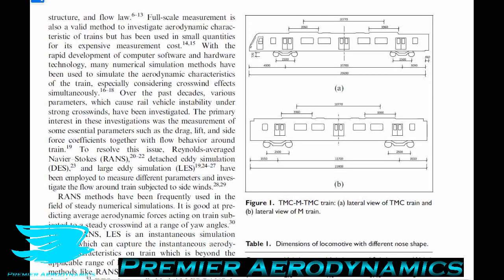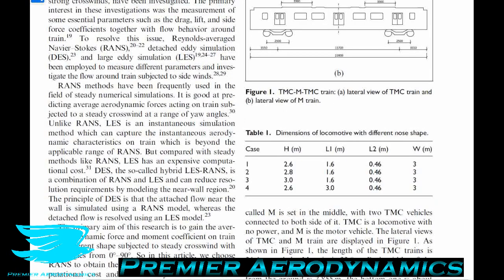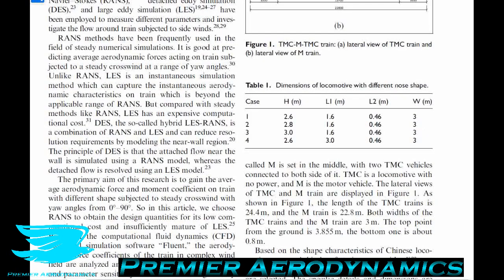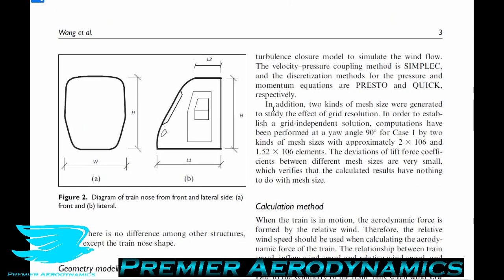In addition to this, these researchers looked at 4 different high-speed train noses, and the effects of these train noses on the effects of the crosswind at different angles, on the lift coefficient, side forces, and rolling moment coefficients, not pitching moment, rolling moment. In addition to this, they show in table 1 the dimensions of the 4 noses, and let me scroll to figure 2 so we can see them here.